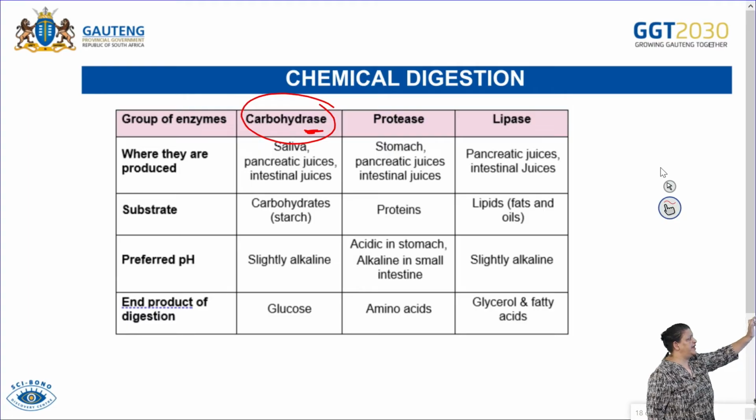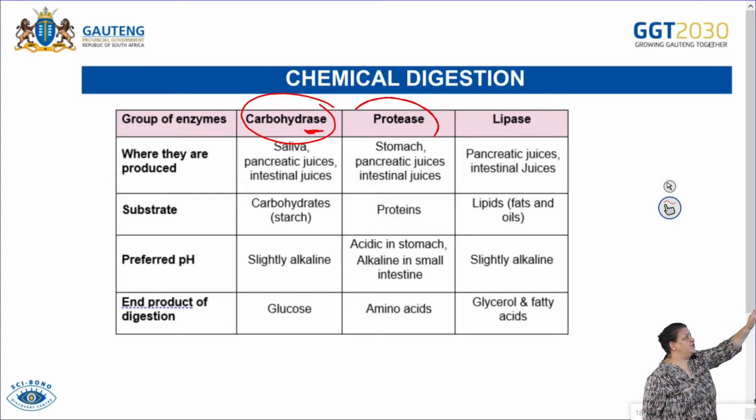Then you have your pancreatic juice, which contains amylase, okay? It's also a carbohydrase. So pancreatic juice also has a carbohydrase. It's going to break down your carbohydrates. Your small intestine also has carbohydrases that break down all your bread, your starches as well.